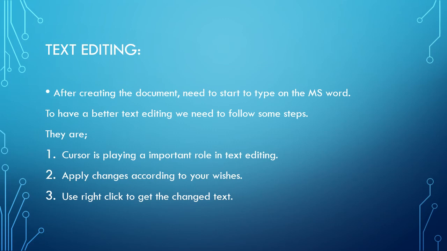The next one is text editing. After creating the document, you need to start typing in MS Word. To have better text editing, we need to follow some steps. First, keep the cursor where you want to do the text editing. Then apply changes according to your wishes, and third, use right click to get the changed text. Let's see one by one.